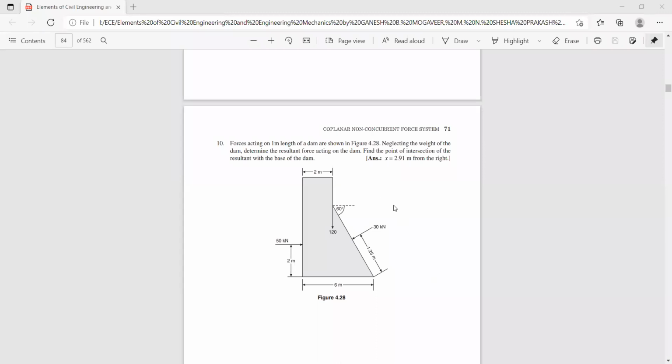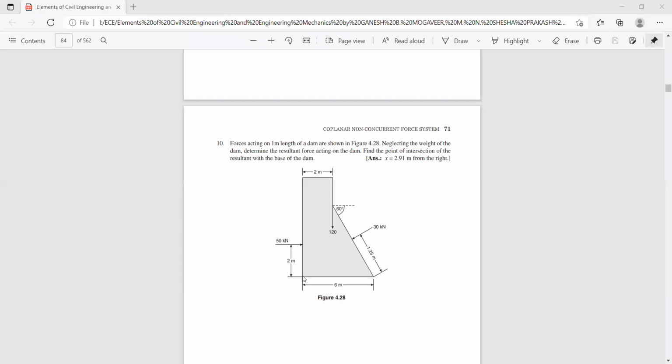So first you find sigma Fx, 50 minus 30 cos 30, and sigma Fy is minus 120 minus 30 sine 30. Whatever values you get, then find the magnitude of the resultant, R equals square root of sigma Fx squared plus sigma Fy squared. Then you find the angle of the resultant: theta is tan inverse of sigma Fy by sigma Fx. You will get the direction of the resultant. Next, you need to find the position of the resultant.